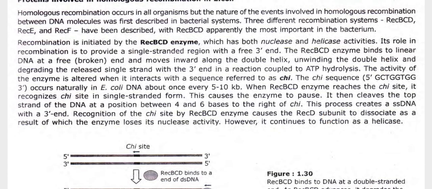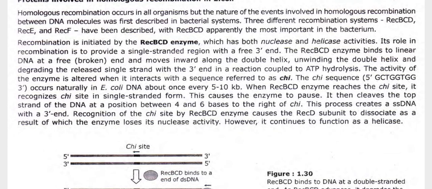Its role in recombination is to provide a single-stranded region with a free 3' end. The RecBCD enzyme binds to linear DNA at a free broken end and moves inward along the double helix, unwinding the double helix and degrading the released single strand with 3' end in a reaction coupled to ATP hydrolysis. The activity of the enzyme is altered when it interacts with a sequence referred to as chi. The chi sequence occurs naturally in E. coli DNA about once every 5 to 10 kilobase pairs.